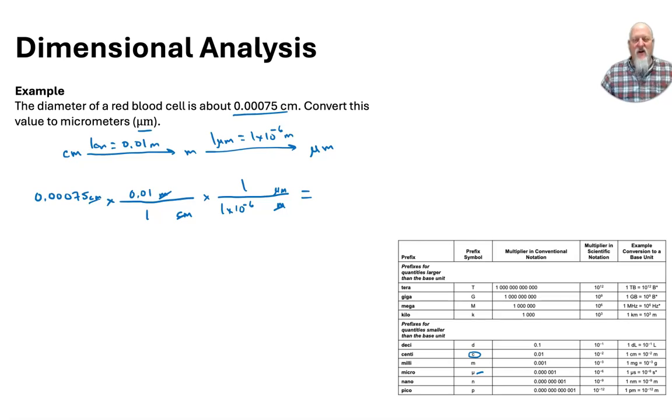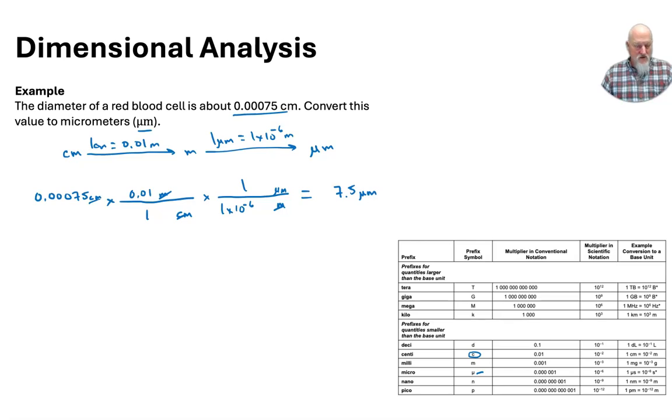Alright, now we have to do the calculation. Just do this all at once. Anything in the numerator, multiply by; anything in the denominator, divide by. Ones you don't have to worry about, because multiplying or dividing by 1 does nothing. So 0.00075 times 0.01 divided by 1 times 10 to the negative 6. I've got 7.5 micrometers.